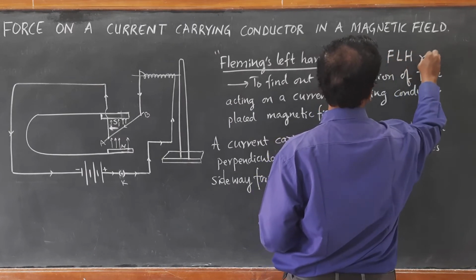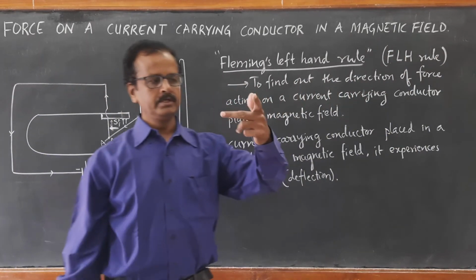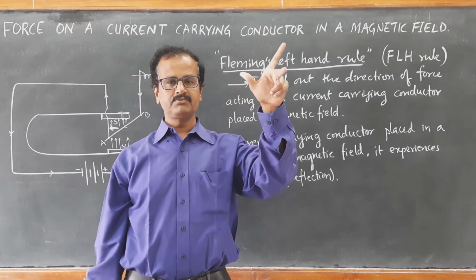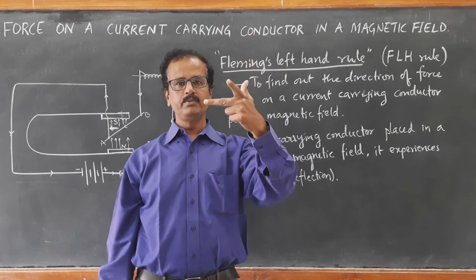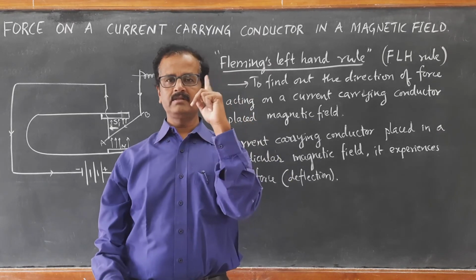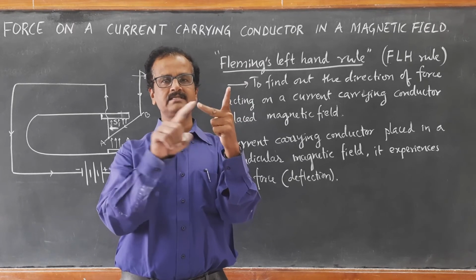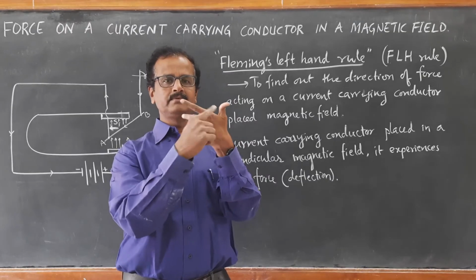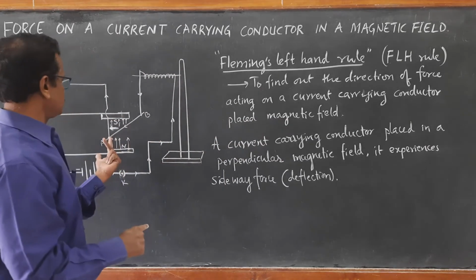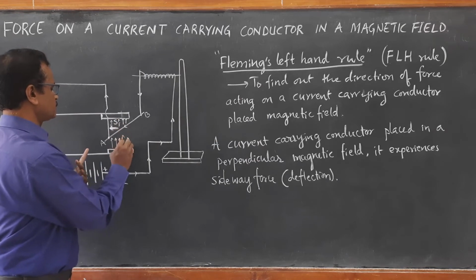FLH rule. What is this FLH rule? Let us see. You have to stretch the first three fingers of your left hand mutually perpendicular to each other. This is called the forefinger, F-O-R-E, forefinger. This is the central finger, and this is the thumb. The forefinger represents the direction of the magnetic field. You see here, it is from N to S.